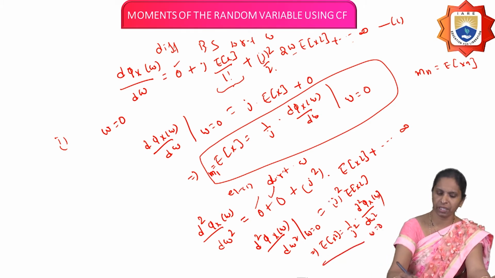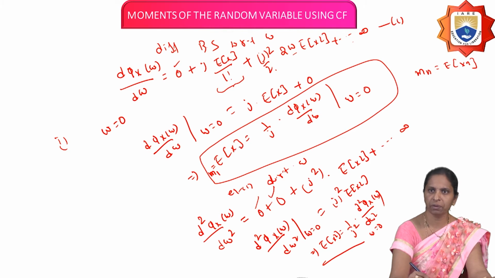So from this, what can you observe? What is u of x, m1, equals to 1 by j d pi x of omega by d omega at omega equals to 0. Then if you want to calculate the second moment about the origin, nothing but what? M2. What is m2 equals to u of x square equals to 1 by j square d square pi x of omega by d omega square at omega equals to 0.